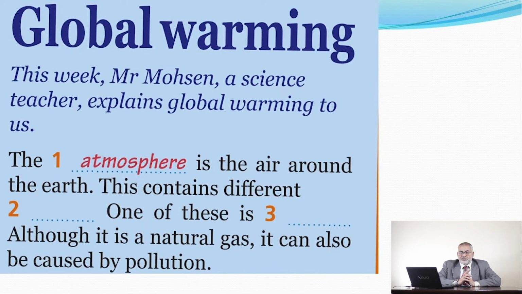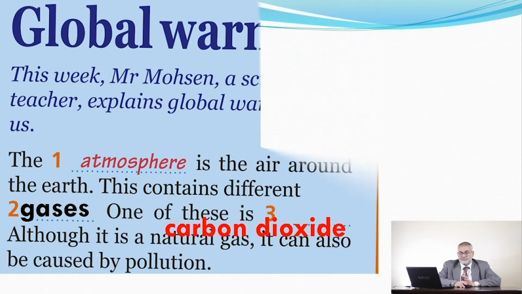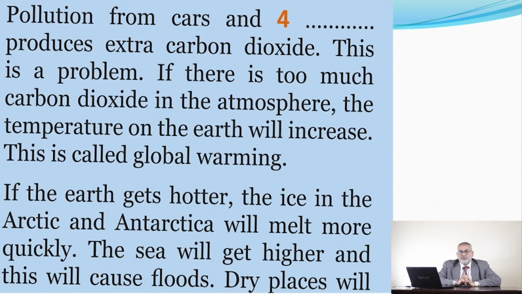Global warming. This week, Mr. Mohsen, a science teacher, explained global warming to us. The first space is atmosphere. The atmosphere is the air around the earth. The atmosphere contains different gases. One of these is carbon dioxide. Although it is a natural gas, it can also be caused by pollution. Pollution from cars and factories produces extra carbon dioxide.